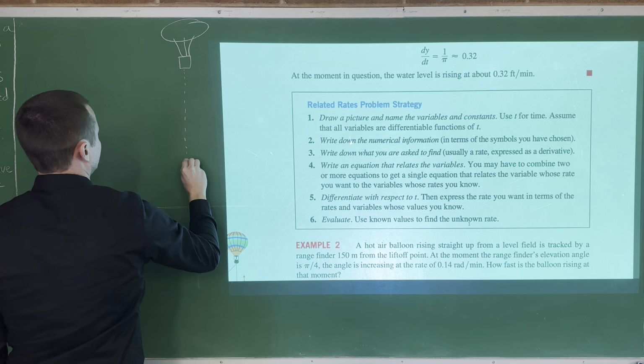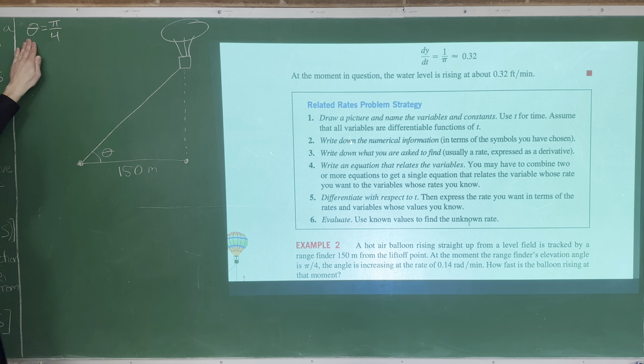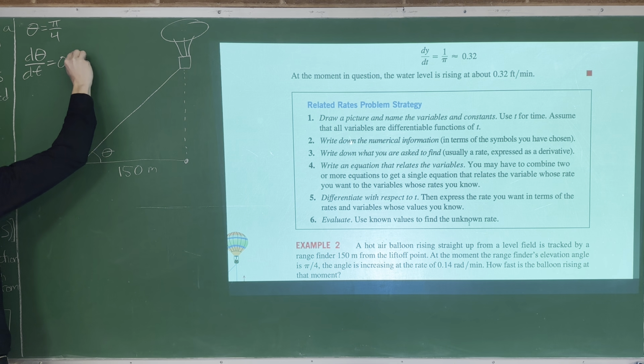The angle is increasing at a rate of 0.14 radians per minute. What is that number telling us? It's telling us how much the angle is going up, a change in the angle. How do I write the change in the angle? The number is 0.14 radians, but what's the symbol? It's not giving me theta, it's giving me the change in theta with respect to time. That is d theta dt. So d theta dt at this theta is 0.14.